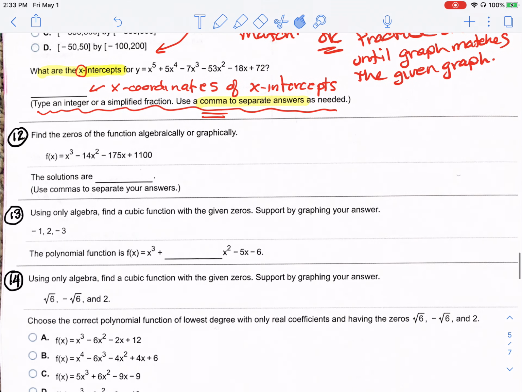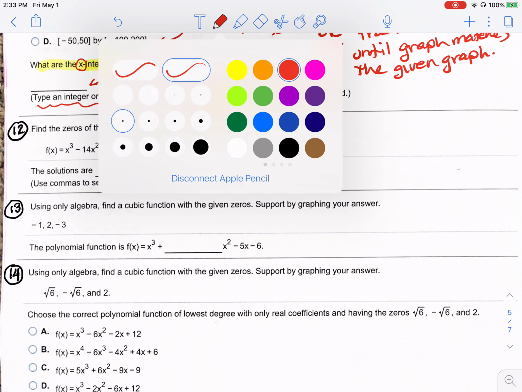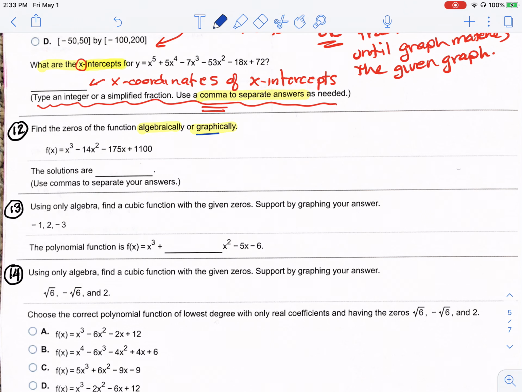Number 12, find the zeros of the function algebraically or graphically. So you can work your algebra magic here, or you can put this on the graph. You can practice if you're going to do this graphically. You're going to want to make sure you get a comprehensive graph, which means you want to have the entire thing on your screen so you don't miss some of your answers. We're going to list them all here, using commas again to separate answers so that we don't get marked wrong for doing it.